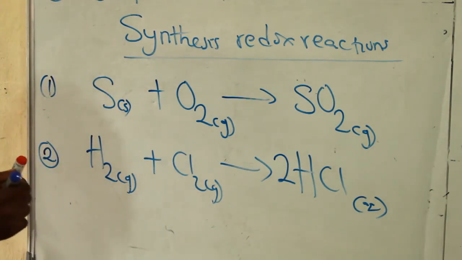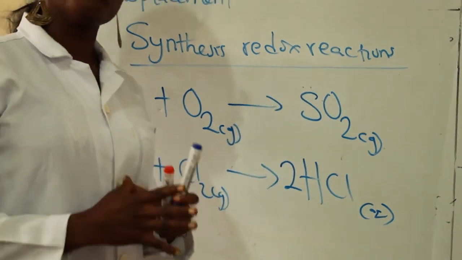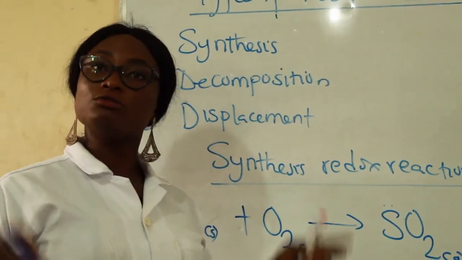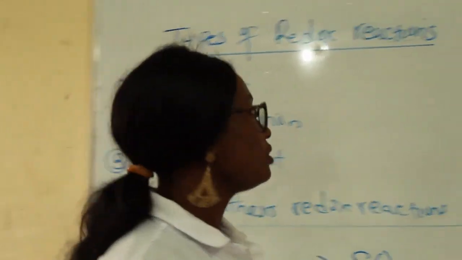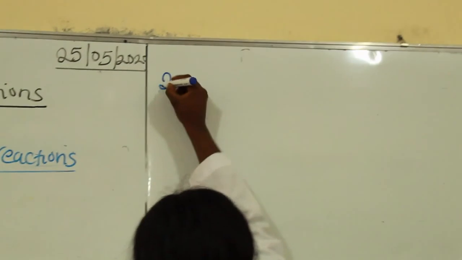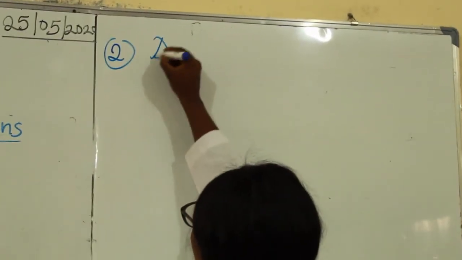So this is for synthesis redox reaction. I told you that it is a combination reaction between 2 elements, 2 elements coming together to form one. Number 2 is decomposition reaction.